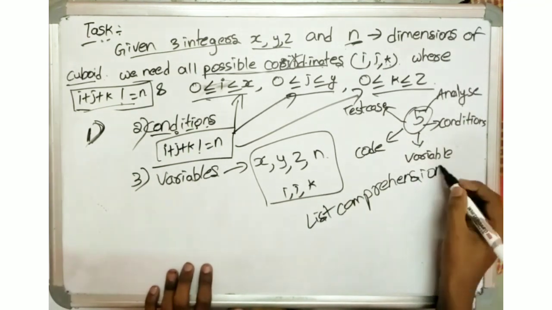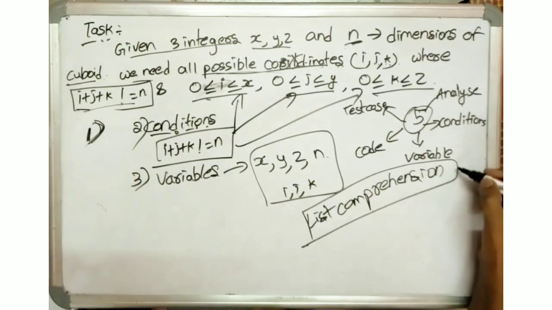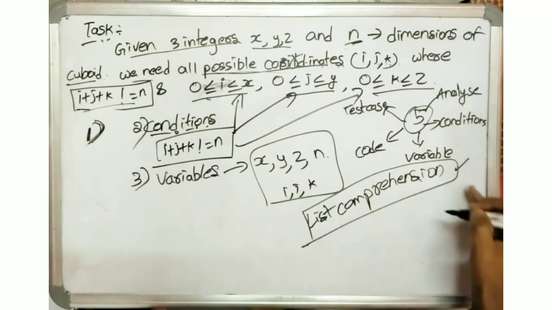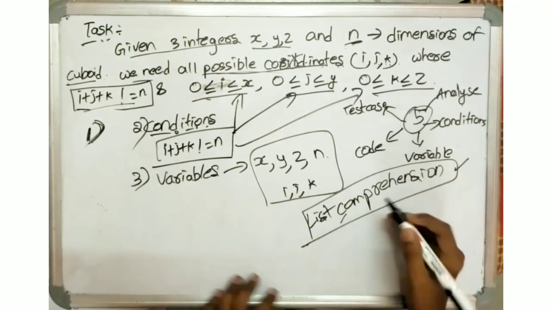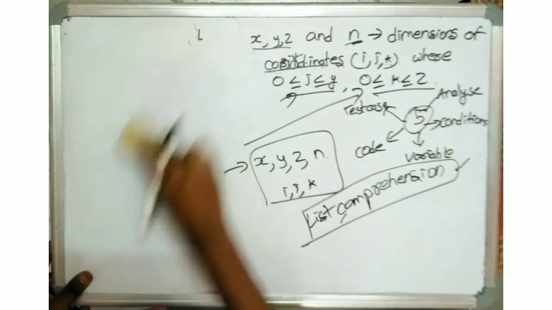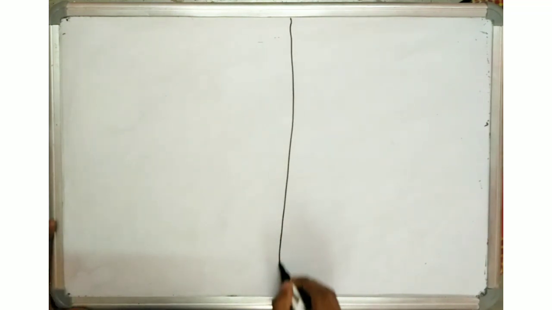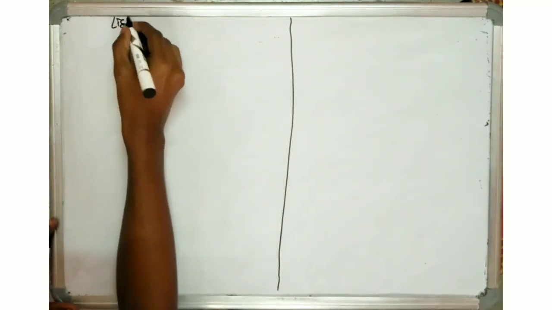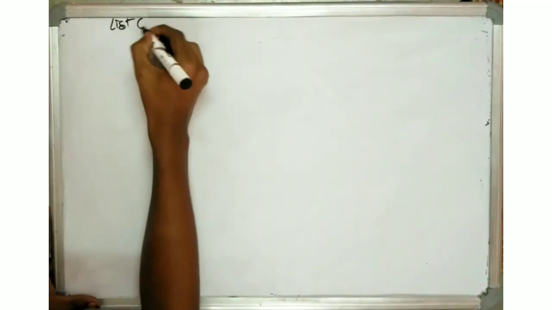They mention in the question we need to use list comprehension. Why are we using list comprehension? One reason is they mention it, another reason is to reduce the lines of code. I will show both with list comprehension and without list comprehension. Okay, let me explain this. First, a list comprehension.